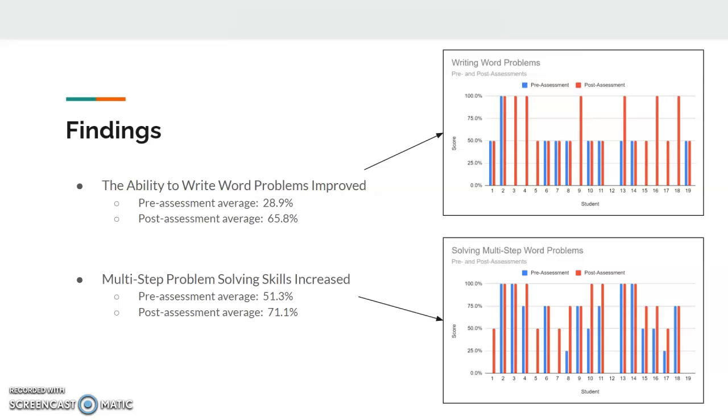You can see on the data chart to the right that I have all the students randomly assigned numbers, and the blue bars represent their pre-assessment score, and the red bars represent their post-assessment score. You can see some kids went from 0s to 100%, some kids stayed stagnant with 0 to 50, but we didn't see any decrease in students' ability to write the word problems, which was awesome. As long as the word problem matched the equation, I wasn't worried about anything specific, like how creative it was, I guess I should say.